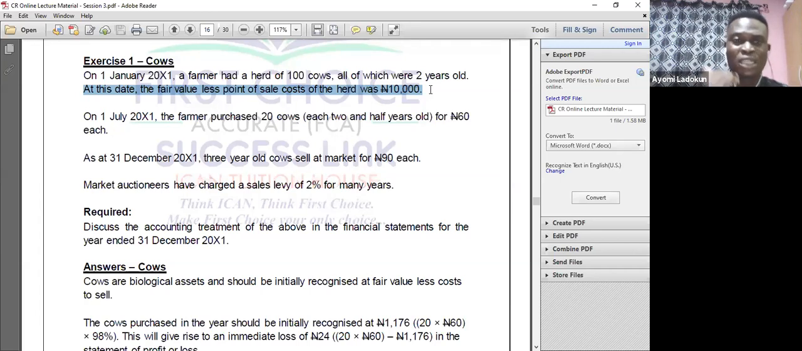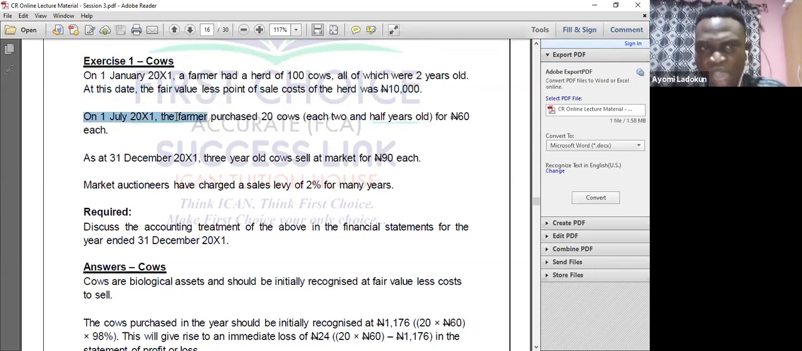So all I'm looking for is initial recognition for the new cows that were bought. That's all I need to do. And at the year end, on my subsequent measurement, I also have to revalue to fair value less cost to sell. That's all I want to do. So I don't have a problem with that. I move to the next paragraph. On 1st July 2021, the farmer purchased 20 cows for how much? 60 naira. So I go into my book.